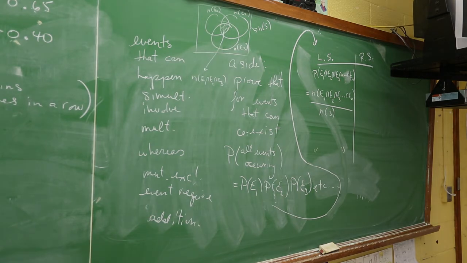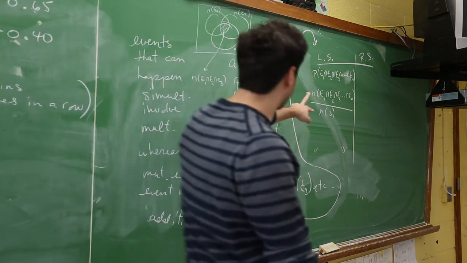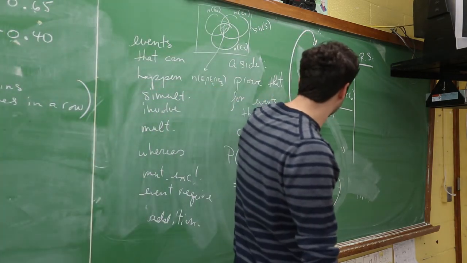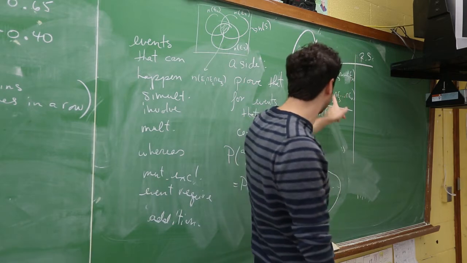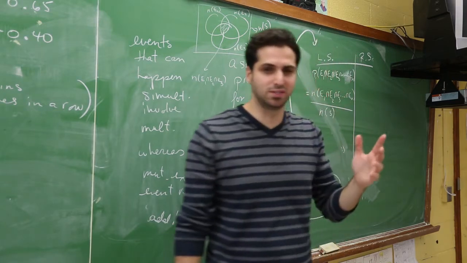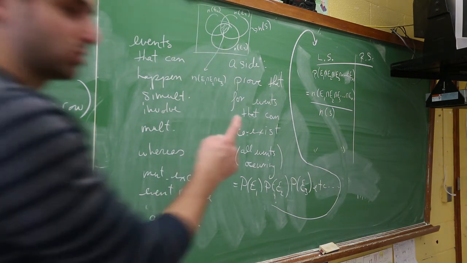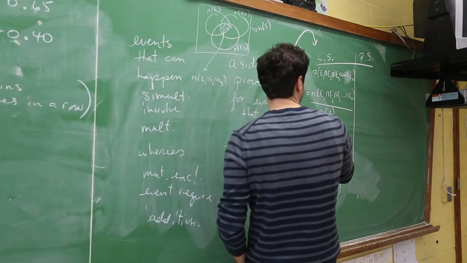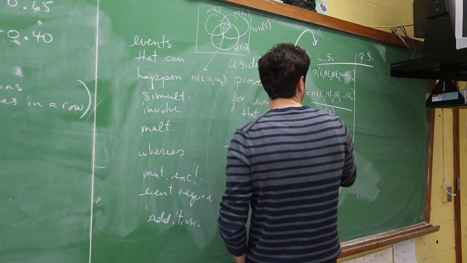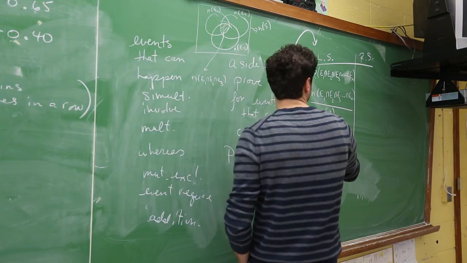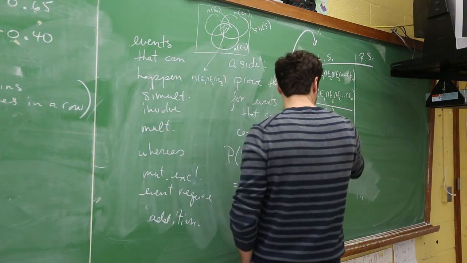Now, if we can break this thing up into NE this over that, times NE this over that, times NE this over that, then we did it, right? How do we do that? Do you know what I'm saying? If I can somehow show that I can write this as NE1 over NS times NE2 over NS, and so on and so forth.